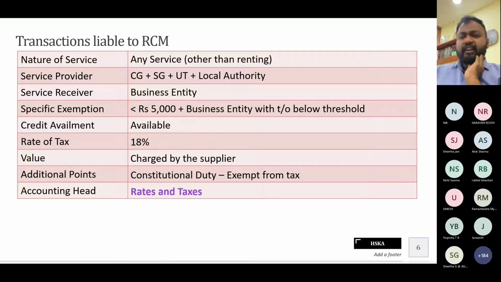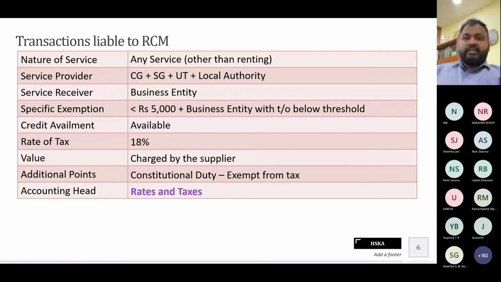And what do you mean by business entity? Any person who does business. Okay. There's a specific exemption. There are a lot of exemptions on government services. So you will have to go through all those exemptions. Very important exemptions. Okay. Assuming you have paid MCA filing fees. Okay, that is a service which government has rendered. 100 rupees, 200 rupees, 500 rupees.